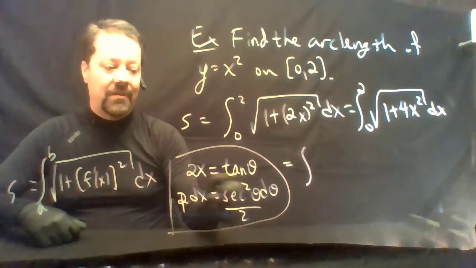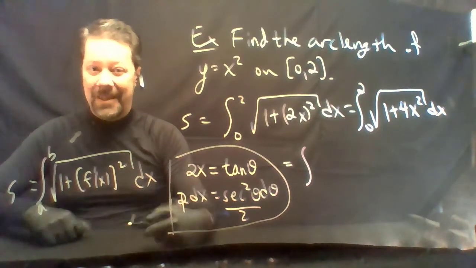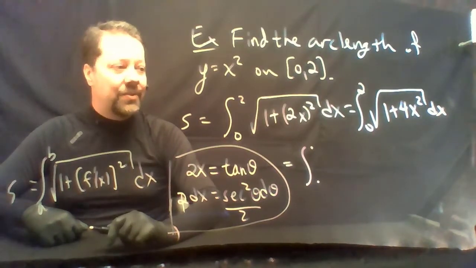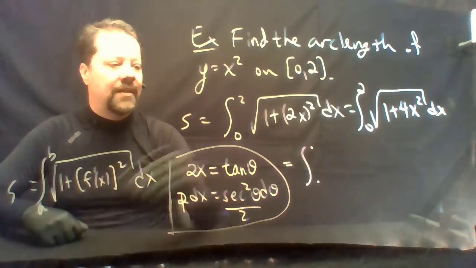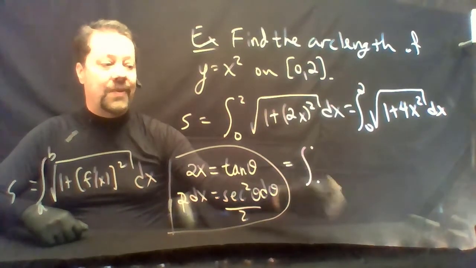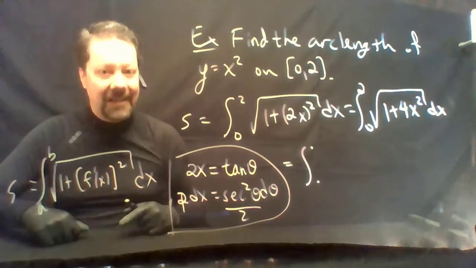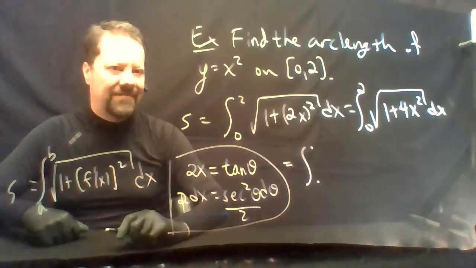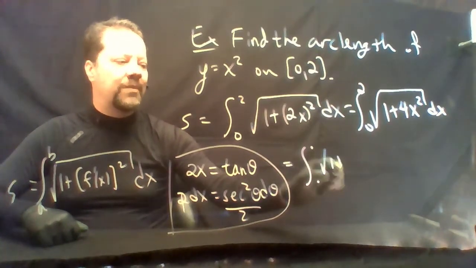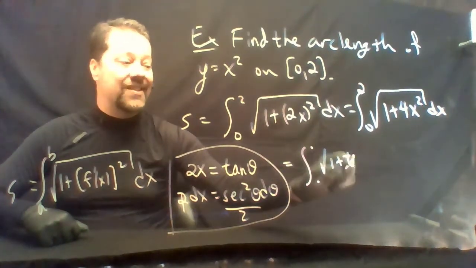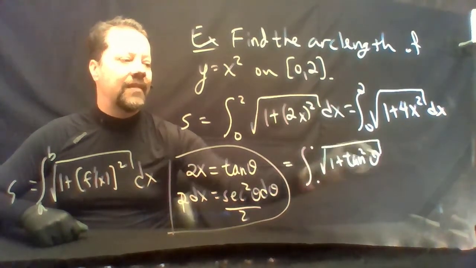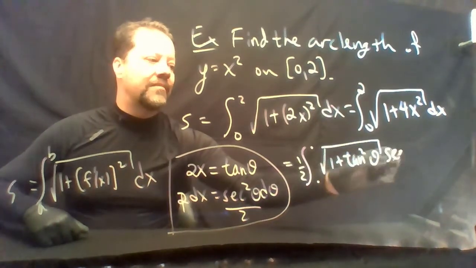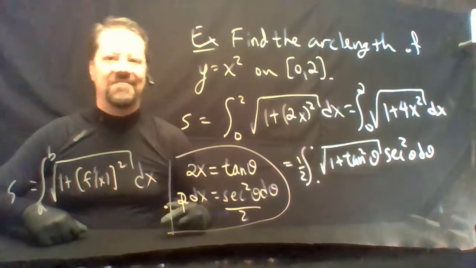If x is equal to 2, tangent theta equals 4. I don't know anything for that, so I'm going to do this as dot to dot. I'm not going to use 0 and 2 because that would be untrue. I'll have theta variables here, so I need theta limits, but I'm too lazy to calculate those theta limits, so I'm just going to write the integral from dot to dot. I'll have the square root of 1 plus 4x squared is tangent squared theta. And now we have this 1/2 secant squared theta d theta.